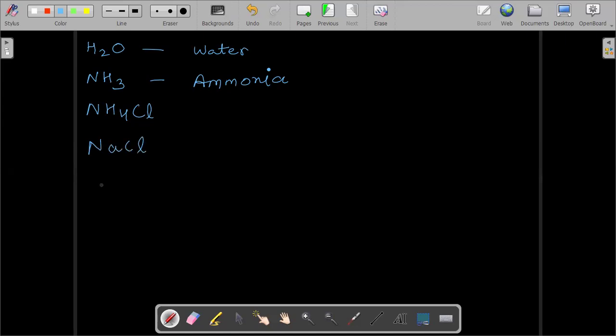Try to name them. Ammonia chloride? No, it's not ammonia chloride. It is ammonium chloride. Yukta, everyone try to name all of them. Sampath? Sodium chloride. Common salt or sodium chloride.